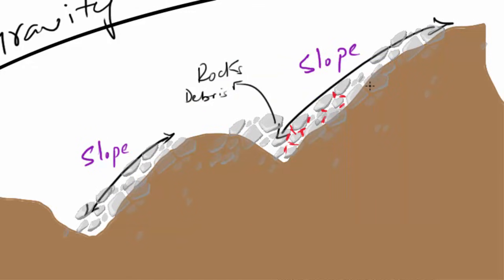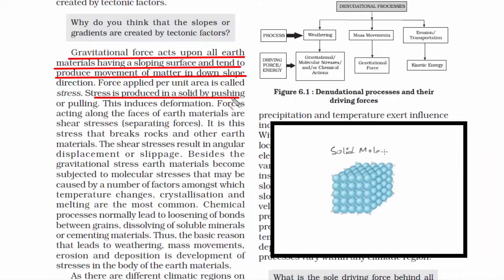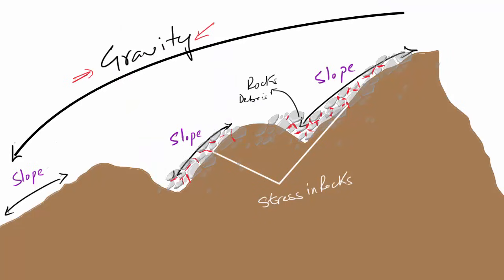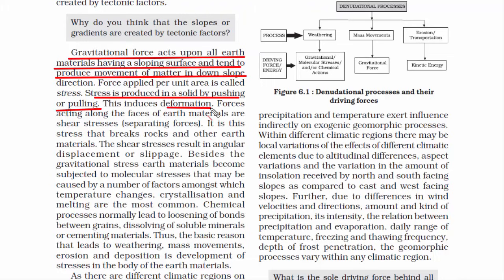What's interesting in this is because of this downward force, stress is produced in these rocks. And stress in solid is created by only pulling or pushing. So here gravity is doing that. I hope you're understanding it. Because of this force, the shape of the rocks slowly changes or deforms. There's a term given to it, deformation. So gravity is producing stress, and the stress is what is breaking rocks and other earth materials. Quite fascinating, isn't it?